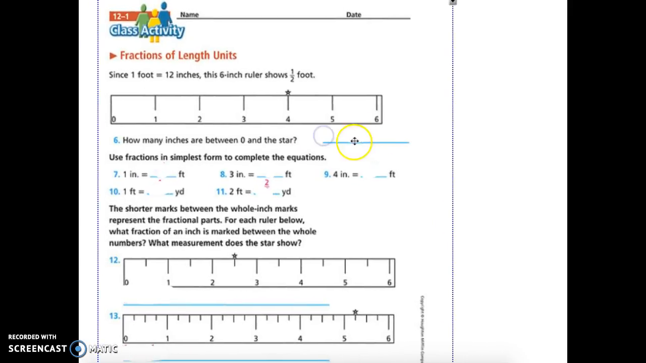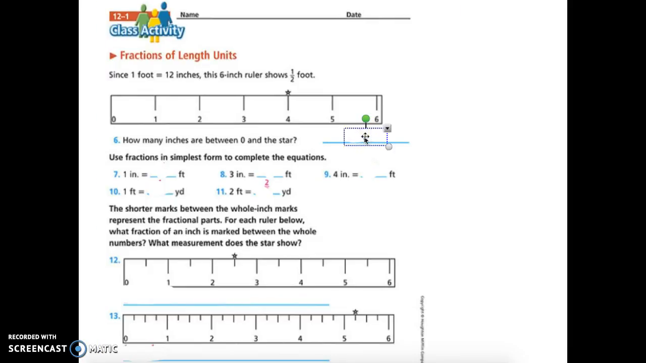Oops, I'm showing all my answers. There's 4 inches between 0 and the star. Now it says use the fractions in simplest form to complete the equations. So we know that 1 inch is the same as... we know that there are 12 inches in 1 foot.